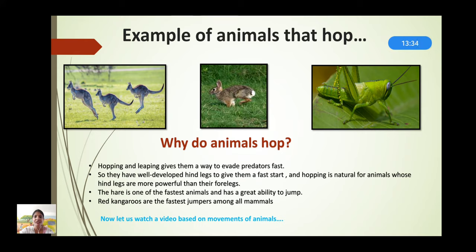Now, let us watch a video based on movements of animals. You all like to watch video? So, it's a video time.